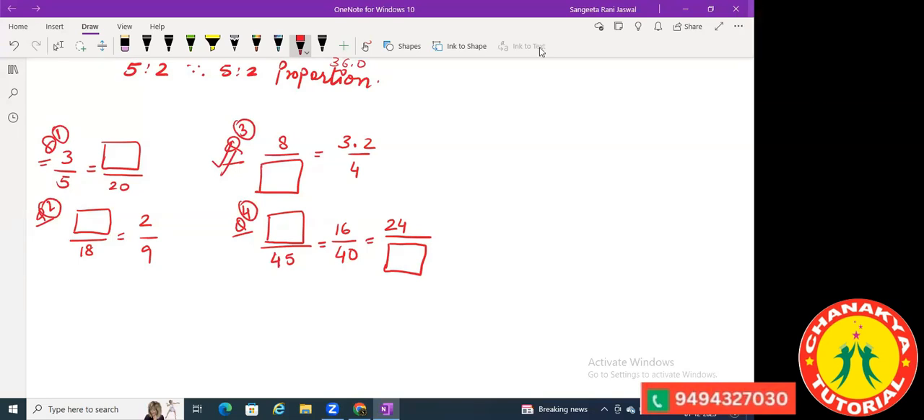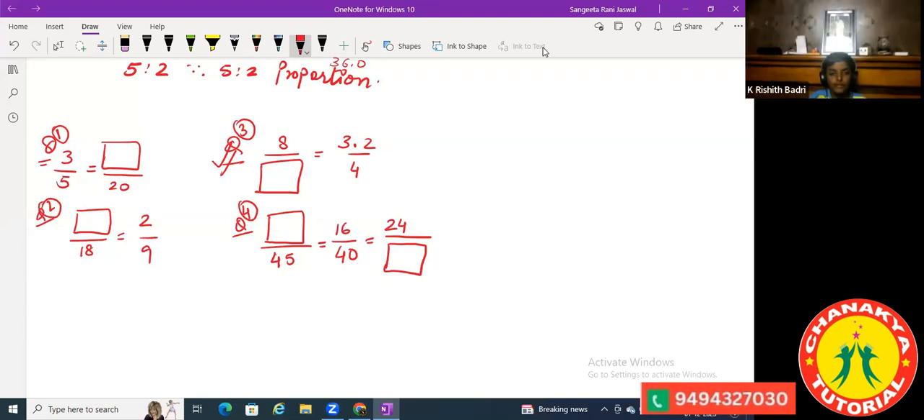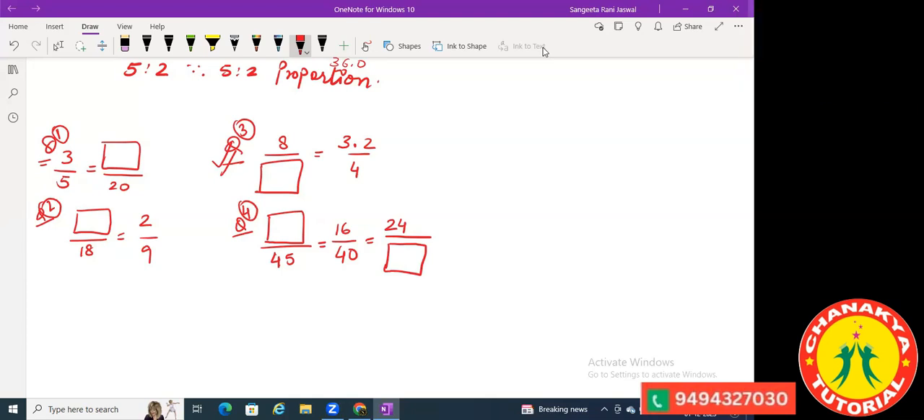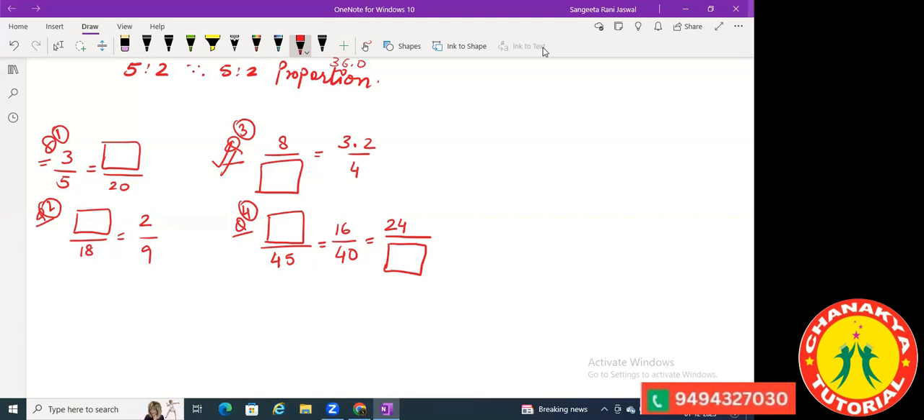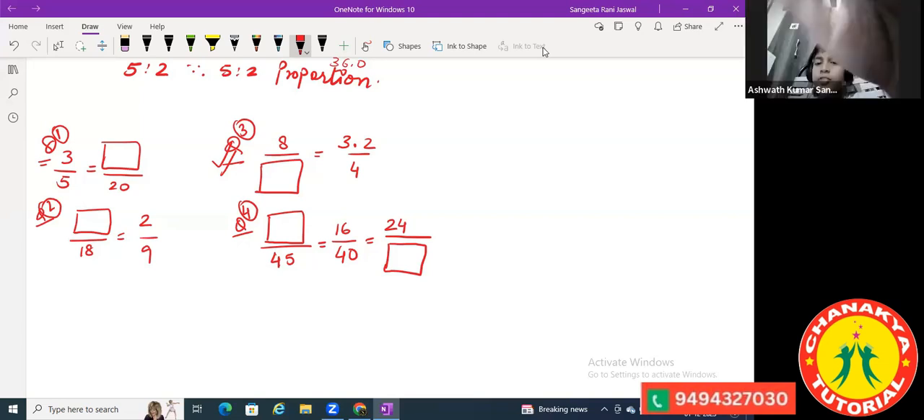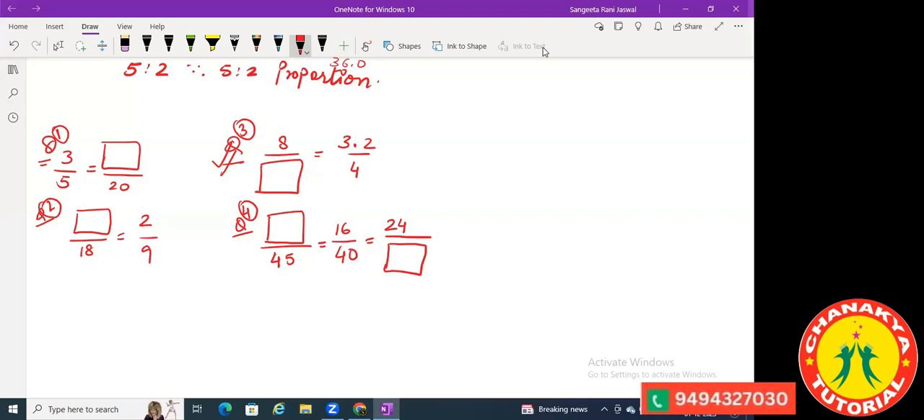Third one. Ma'am, third one, is it 10? Let others also find out. Then we'll share the answer. Ma'am, I am not getting the third one. Who is not getting? Ma'am, Ashwath. Okay, Ashwath. Now what you can do is, either you can remove the decimal point.